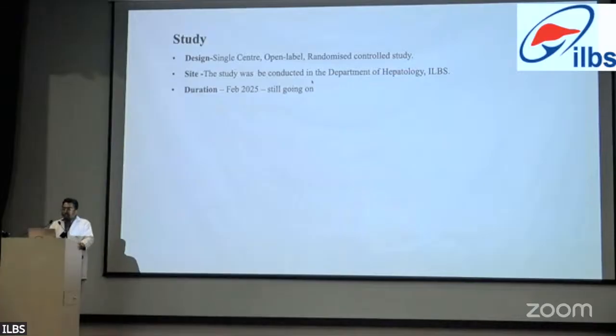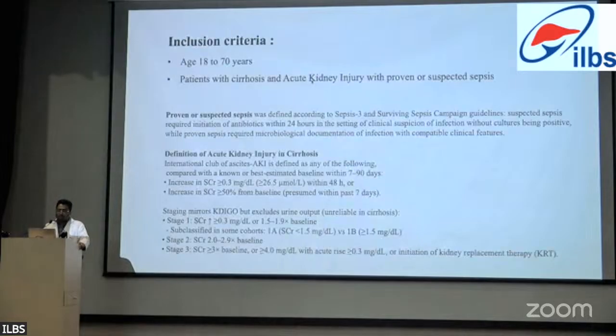So this is a single-centered, open-label, randomized control study at the Department of Hepatology in ILBS, started since February 2025. We have included patients of 18 to 70 years age with cirrhosis and AKI as per the KDIGO guideline, and sepsis enrolled as per the Sepsis-3 criteria and the Surviving Sepsis guideline.